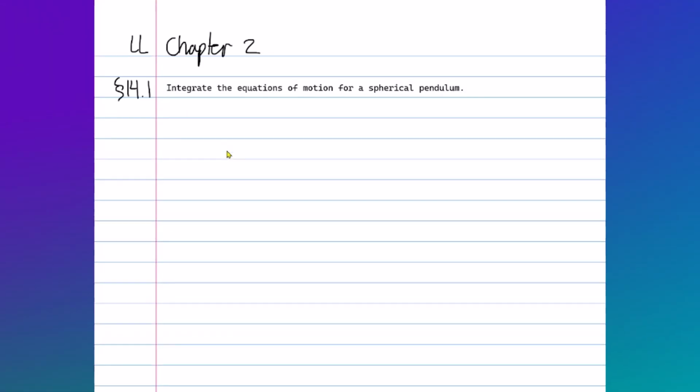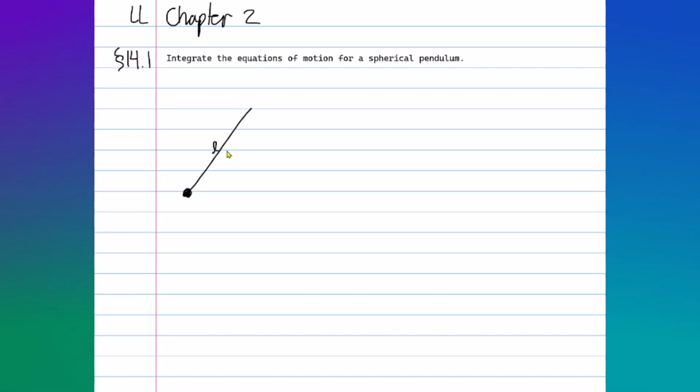Hello, everybody. Today we're doing chapter 3, question number 4 in Landau Lifshitz mechanics. Now, this question is going to be a little bit more exciting and interesting than the last few that we've done. We're going to be actually integrating some equations of motion, in this case, for a spherical pendulum. That means a pendulum that's free to swing in any direction.